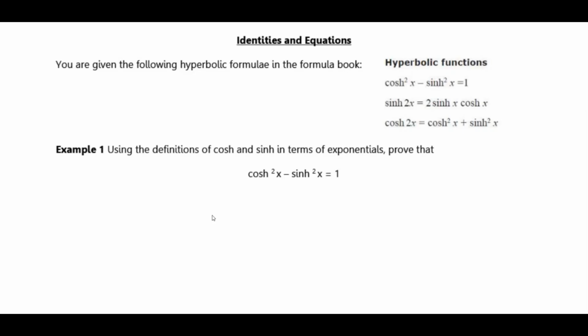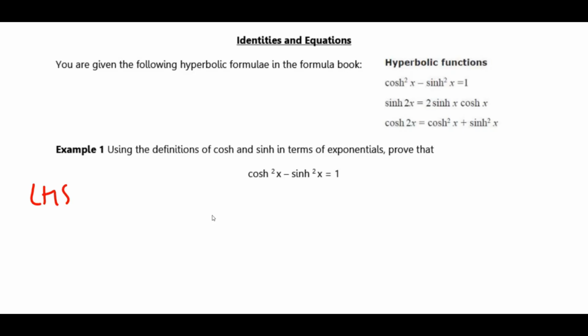The sinh 2x one looks the same as the sin 2x one, so 2 sinh x cosh x. And again, notice the different sign on the cosh 2x one, you get cosh squared x plus sinh squared x, when in trig, it's cos squared x minus sin squared x. So let's prove the first one using our exponential definitions of cosh and sinh.